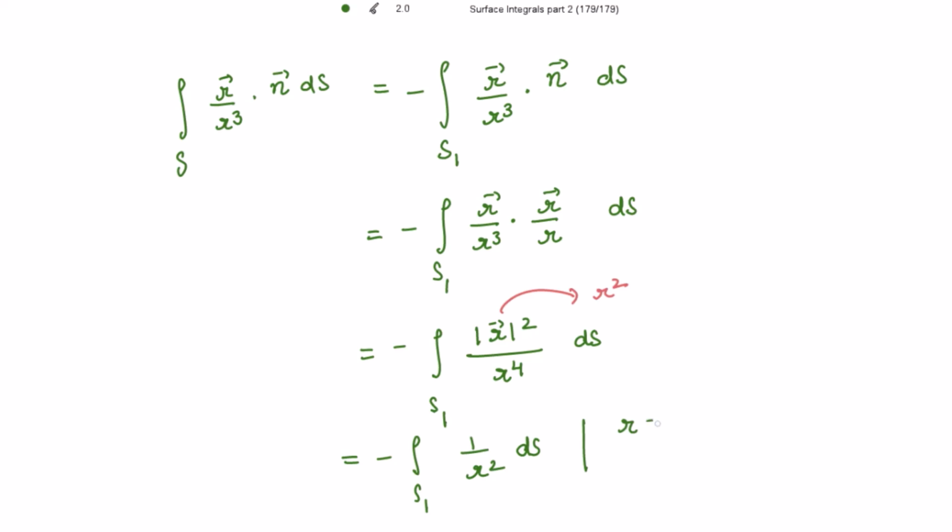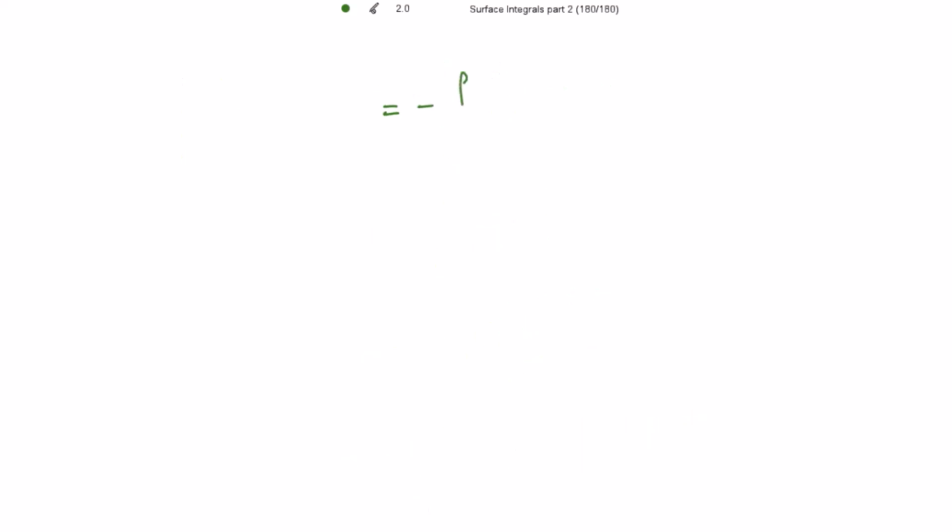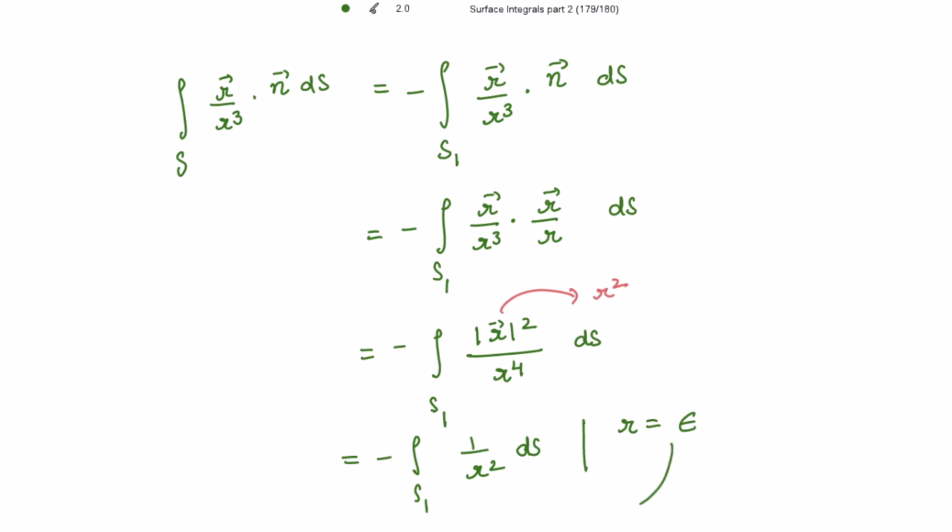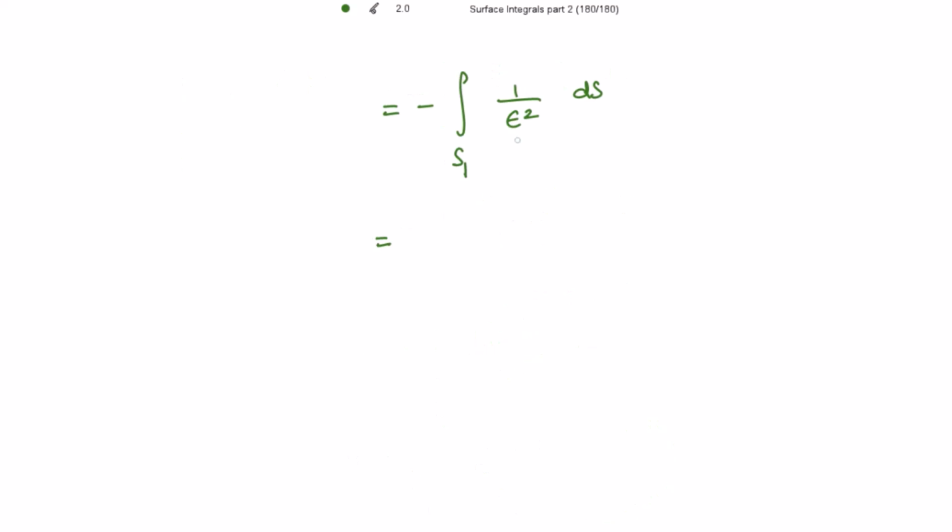What is the radius for sphere S1? It is epsilon, right? So this is negative of the surface integral over S1, 1 divided by epsilon square ds. We have taken this r to be epsilon, so this is 1 divided by epsilon square. Taking this outside of the integral as it is a constant, this is minus 1 divided by epsilon square times the surface integral over S1 ds.